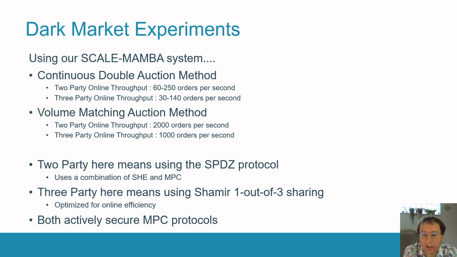In future work, we looked at how this could extend to other forms of dark market operations, so not just the single double auction, but volume matching. This is an interesting application, because it doesn't just apply to dark markets. It can apply to all sorts of operations where you want to do an auction, which occurs in a number of situations in industry when you're trying to allocate resources.